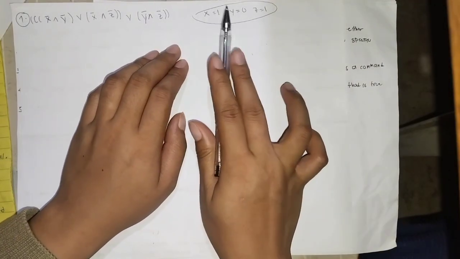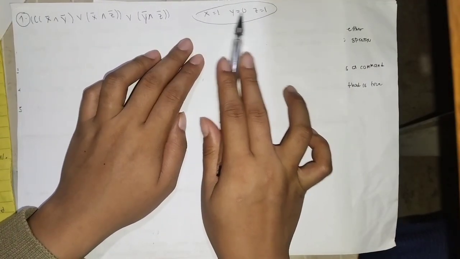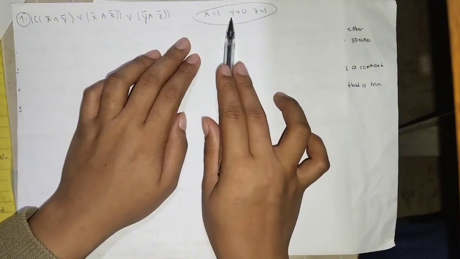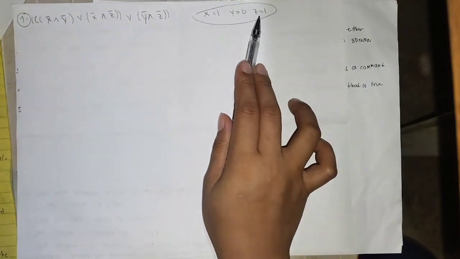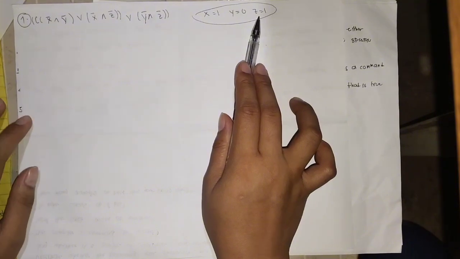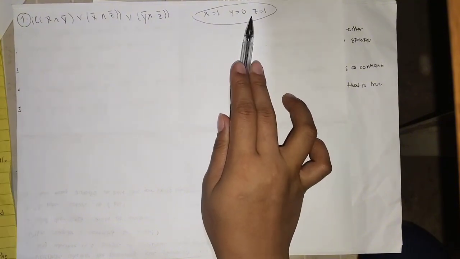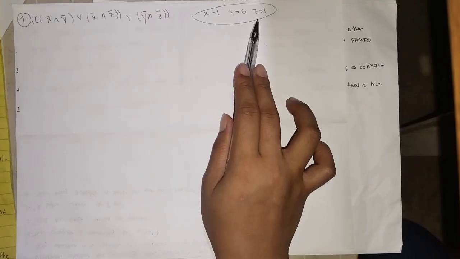So we have X, Y, and Z. X is equal to 1, Y is equal to 0, and Z is equal to 1. Notice that X, Y, and Z each go through a NOT gate, also called an inverter. A NOT gate simply flips the signal, so if we input a 0, we get a 1, and if we input a 1, we get a 0.